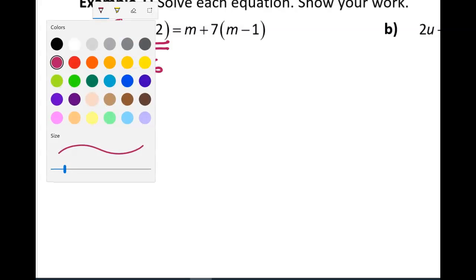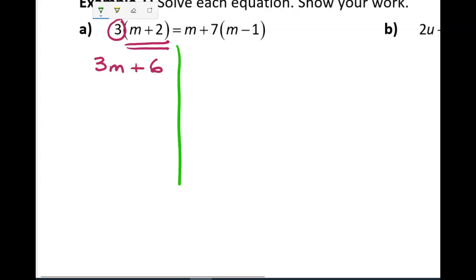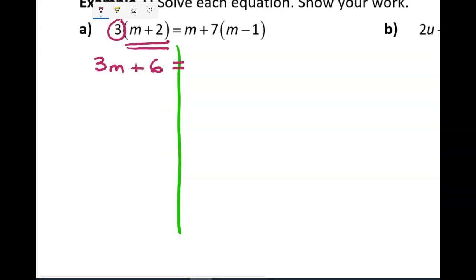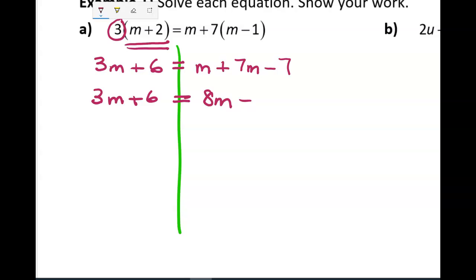I'm going to draw that vertical line again for the equals sign so that we keep in mind the sides of the equation. And then on the right side, we're going to also use the distributive property here. 7 times m is 7m, and 7 times 1 is 7. Now we're going to combine some like terms. There's no like terms to combine on the left side, so we'll leave that alone. On the right side, 1m plus 7m is 8m.